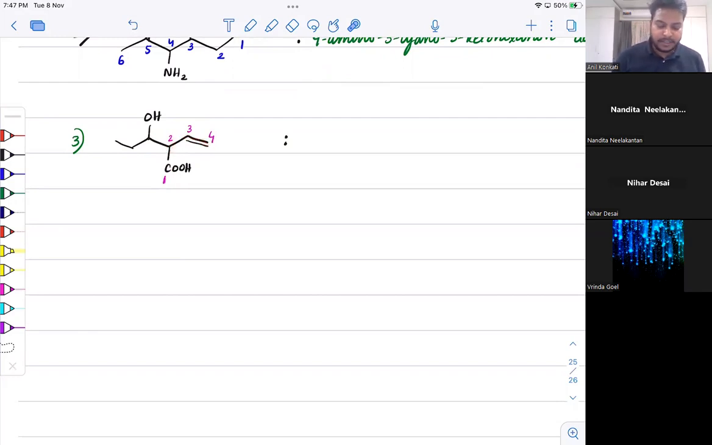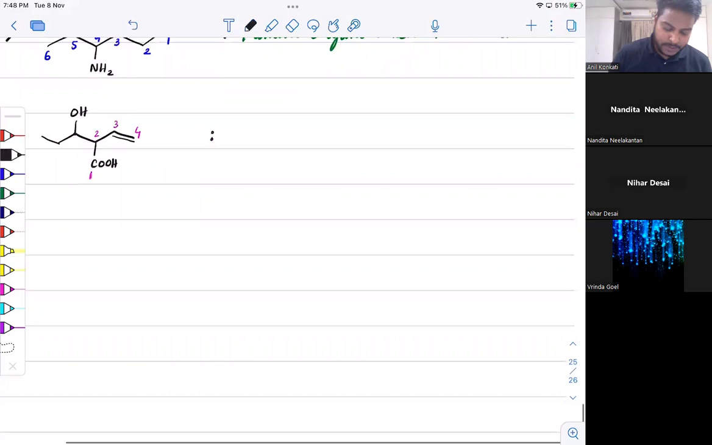Reason? The double bond should always be preferred along with the functional group. Okay, so keep that in mind. You have to move in the direction where the functional group gets the priority first, followed by the longest chain with a double bond. Okay.